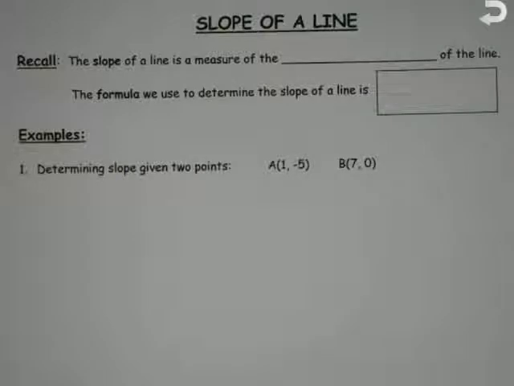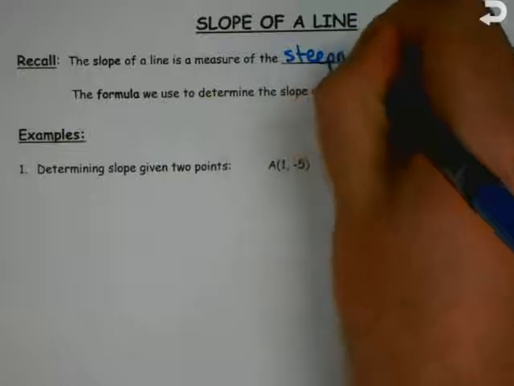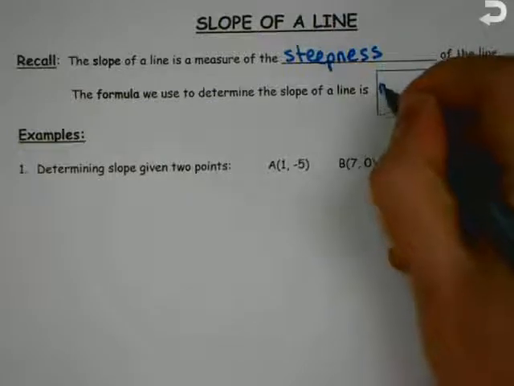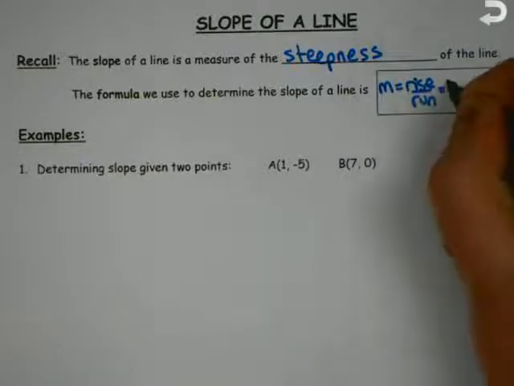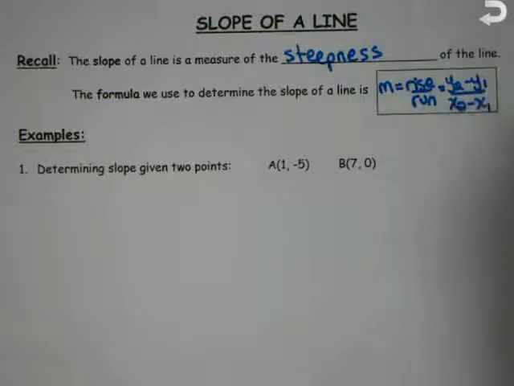Hi there. We're going to review how to calculate the slope of a line. But recall that the slope of a line is a measure of the steepness of a line. And the formula that we use to determine the slope of a line, well, there's two of them. There's m equals rise over run, and m equals y2 minus y1 over x2 minus x1. And we're going to use this one, the y2 minus y1 over x2 minus x1 today.